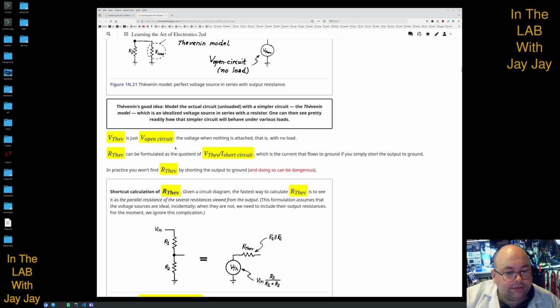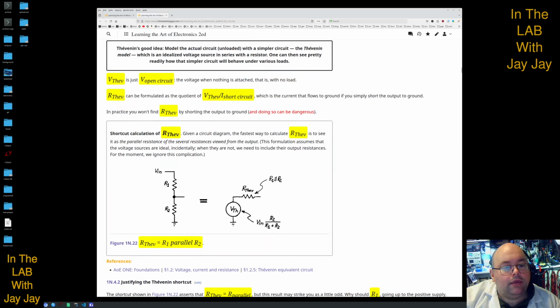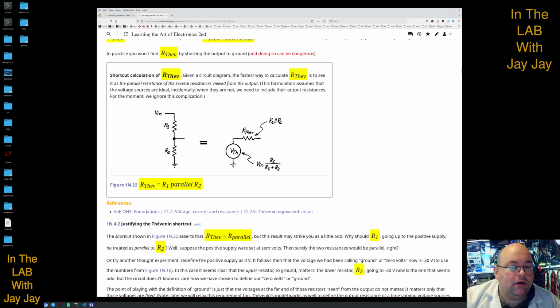So they go on to say what we just said, which is the Thevenin voltage is just the open circuit voltage. The voltage when nothing is attached, that is with no load. And the Thevenin resistance can be formulated as the quotient of the Thevenin voltage divided by the short circuit current, which is the current that flows to ground if you simply short the output to ground. But we don't do this. We don't actually short this to ground. In practice, you won't find Thev by shorting the output to ground, and doing so can be dangerous. So don't do that.